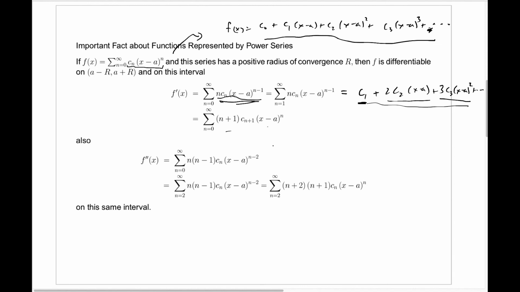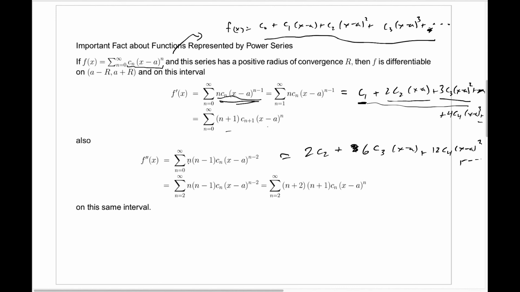But now notice, when we write out the terms here, if I differentiate again, I'm just going to use these and do term by term differentiation. That goes to 0. This becomes 2c sub 2. The next term is 3 times 2, so we get 6 c sub 3 x minus a. The next term here would have been 4 c sub 4 x minus a cubed. So the next term here would be 12 c sub 4 x minus a squared, and it continues like that.